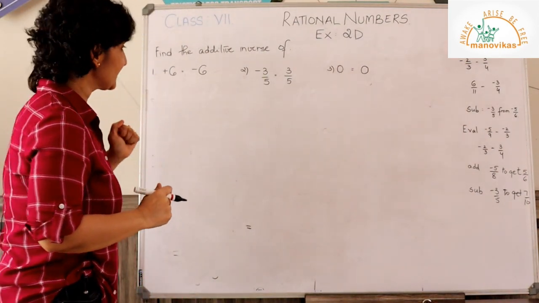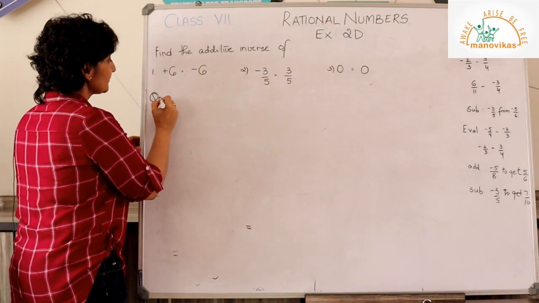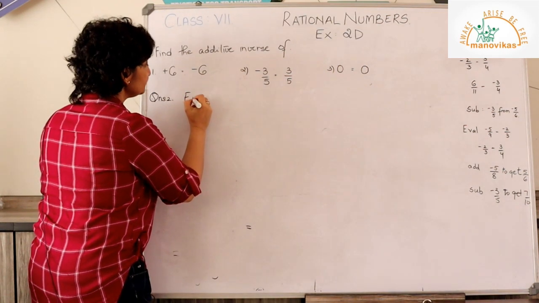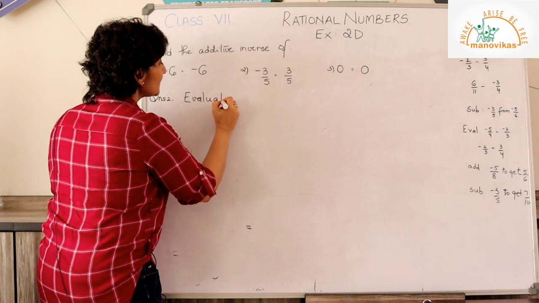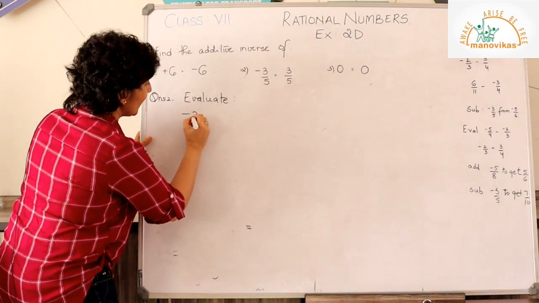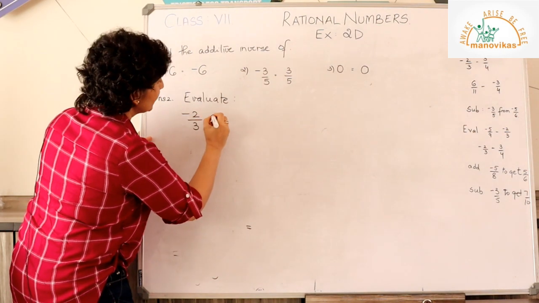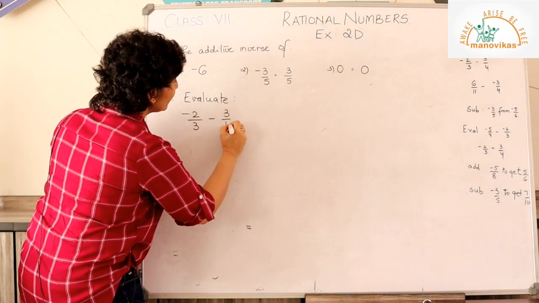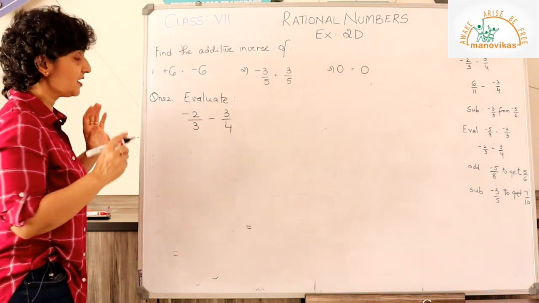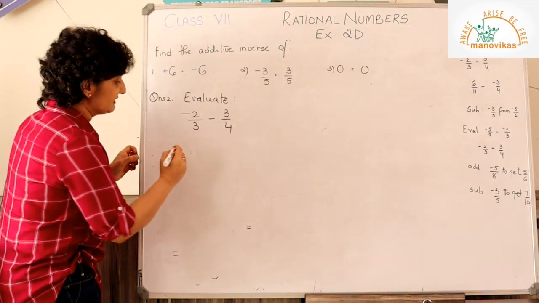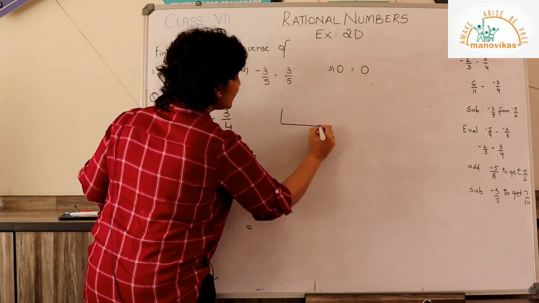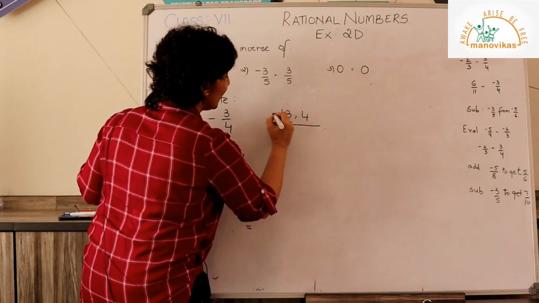Let's go to the next question. My next question is evaluate. Now, evaluate means to find the value. I have to find the value of 2 upon 3 minus 3 upon 4. My denominators, 3 and 4, are different. So, what do I need to do? My next step will be to find the LCM of 3 and 4.